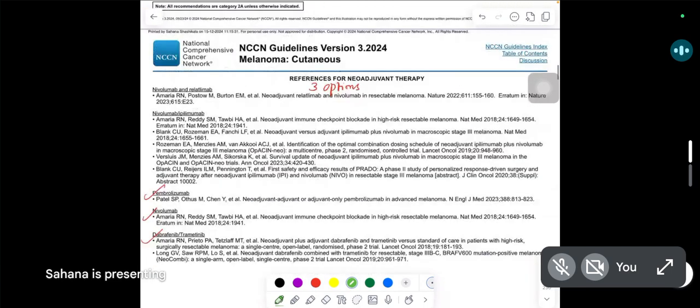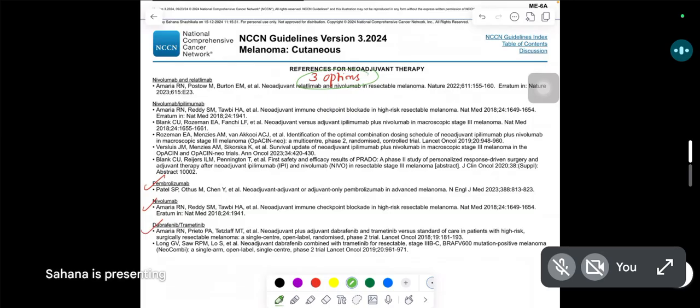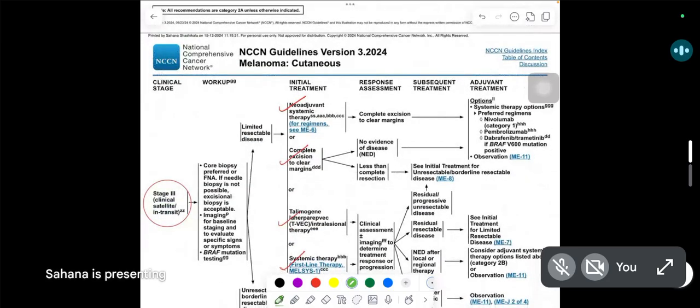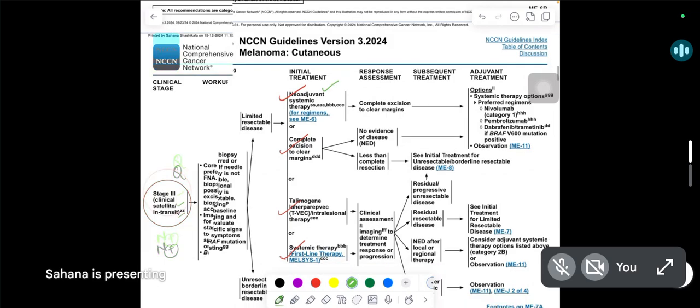So these are the 3 options that I was telling: pembrolizumab, nivolumab, dabrafenib, trametinib or vemurafenib also. Okay, maybe I think it's dabrafenib. Okay, sorry. So these are the three options. They have asked specifically about stage 3. So what does stage 3 consist of? It can be satellite, in-transit, or node-positive disease. So there is a role for neoadjuvant. That is the extra thing that you will be adding. And there is a role for TVEC here.